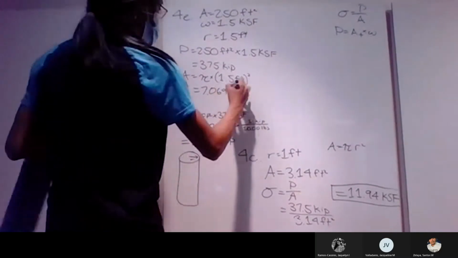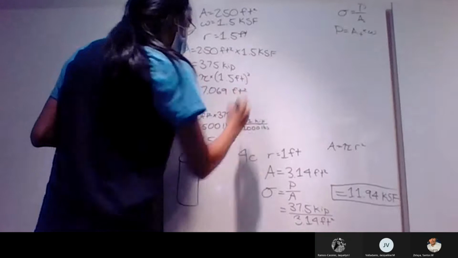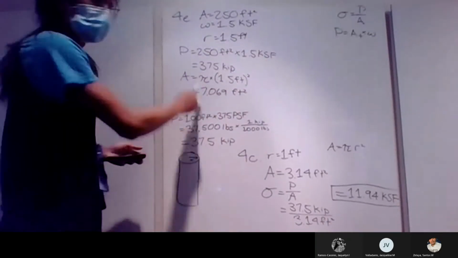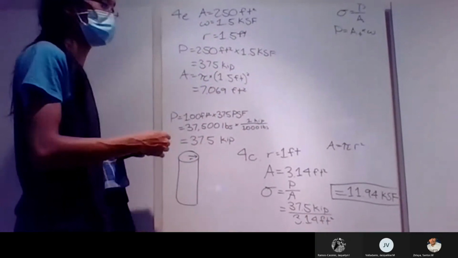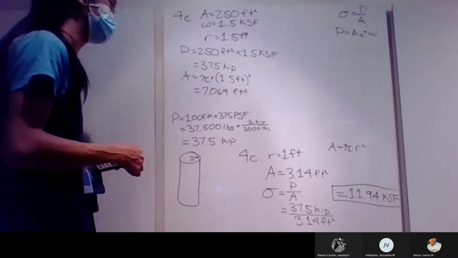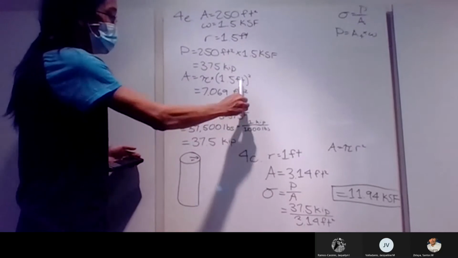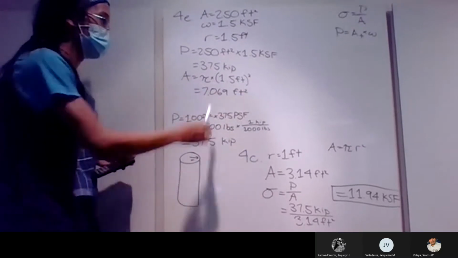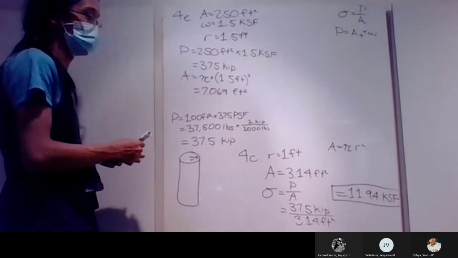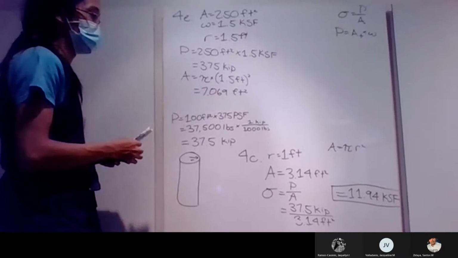7.069 feet squared. So remember, pi is just a number, so it's not changing the units in any way, shape, or form. You get the feet squared from these 2 feet, and pi is just a number, so we're just changing this part of the answer.